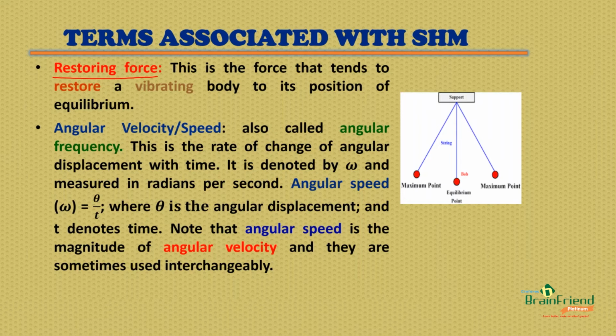Next, we have angular velocity or angular speed. Angular velocity is also called angular frequency. It describes the rate at which angular displacement changes with time. It is denoted by the symbol omega and measured in radians per second. The magnitude of angular velocity is called angular speed, and mathematically it is represented as omega equal to theta over t, where theta is the angular displacement and t represents the time. It is very important for you to know that angular velocity, angular speed, and angular frequency are used interchangeably.